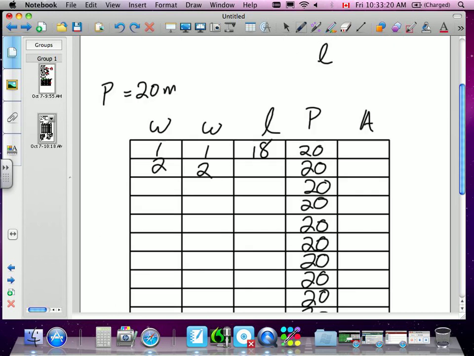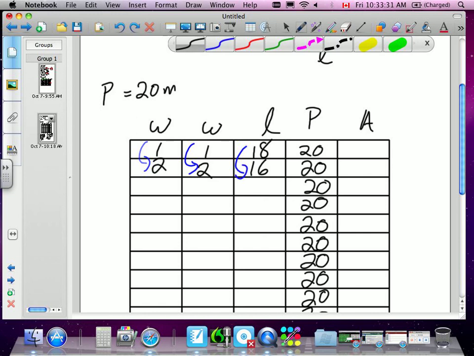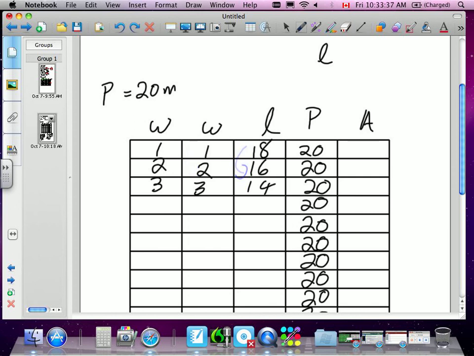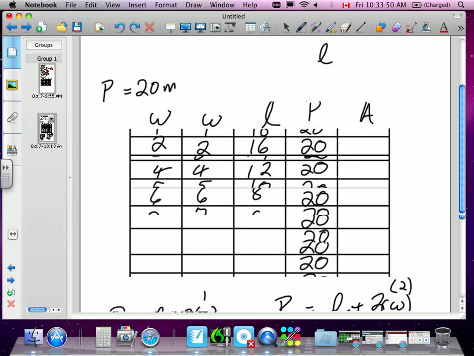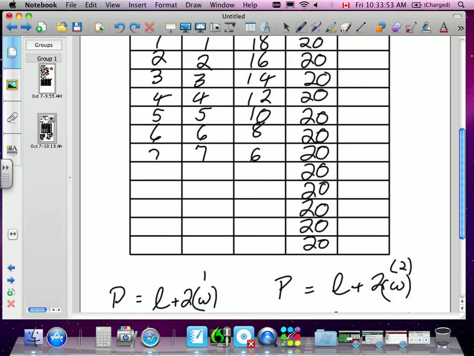So, I want you guys to recognize the pattern that's happening. As our widths go up by 1, our lengths go down by 2. So if I keep that pattern, 3 and 3, what will my next length be? 14, good. 4 and 4, 12. 5 and 5, 6 and 6, 7 and 7, 8 and 8 will be 4, 9 and 9 is 2, and 10 is 1.